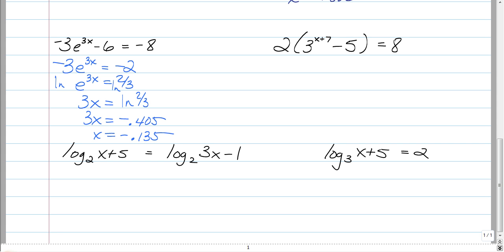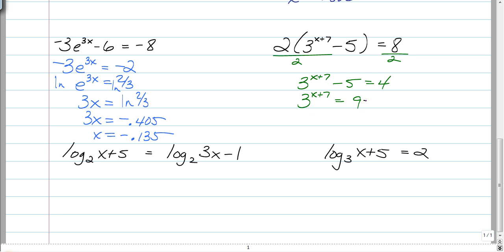Like in this next one, you think you might want to distribute that 2, and I'll tell you right now that's a bad idea. Why distribute the 2 to then have to later divide it out anyway? So just divide both sides by 2 now, and that'll give you your 3 to the x plus 7 minus 5 is equal to 4. Add the 5 to both sides, and you get 3 to the x plus 7 is equal to 9.